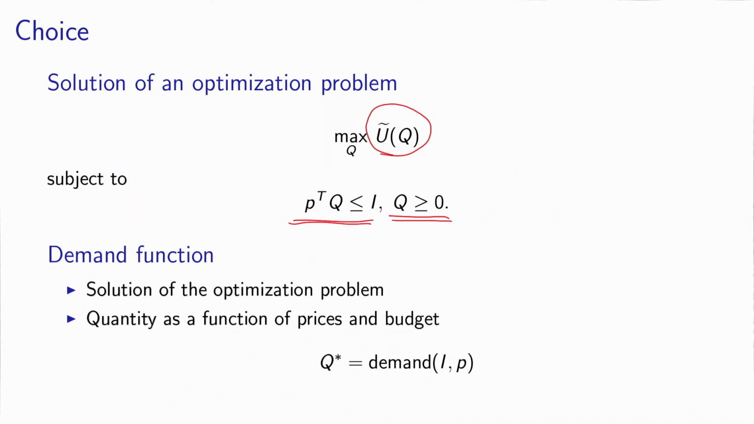Now, if you change the parameters of this problem, for example the budget or the prices of the items, the optimal solution will be different. Indeed, if the price of one item decreases, maybe I want to buy more of that item. So for each value of I and each value of P, you can solve the problem and obtain Q star, the associated optimal solution. The relationship between these quantities, how to get the optimal quantity as a function of I and P, is called a demand function. It gives the quantity of each item as a function of prices and budget.